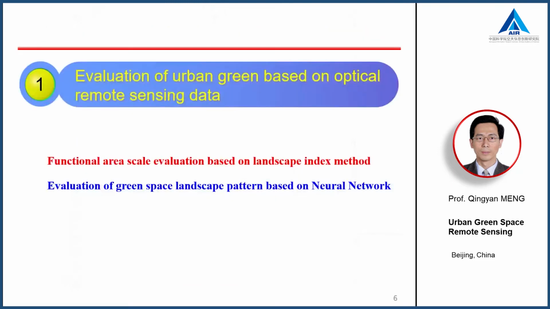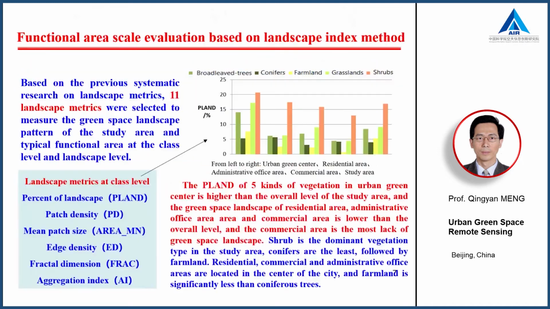Okay, first, the evaluation of urban green space based on the optical remote sensing data. First, the functional area scale evaluation based on the landscape index method. And then I will introduce the second method, the evaluation of the green space landscape pattern based on the neural network. This is the first part, using the landscape index method.